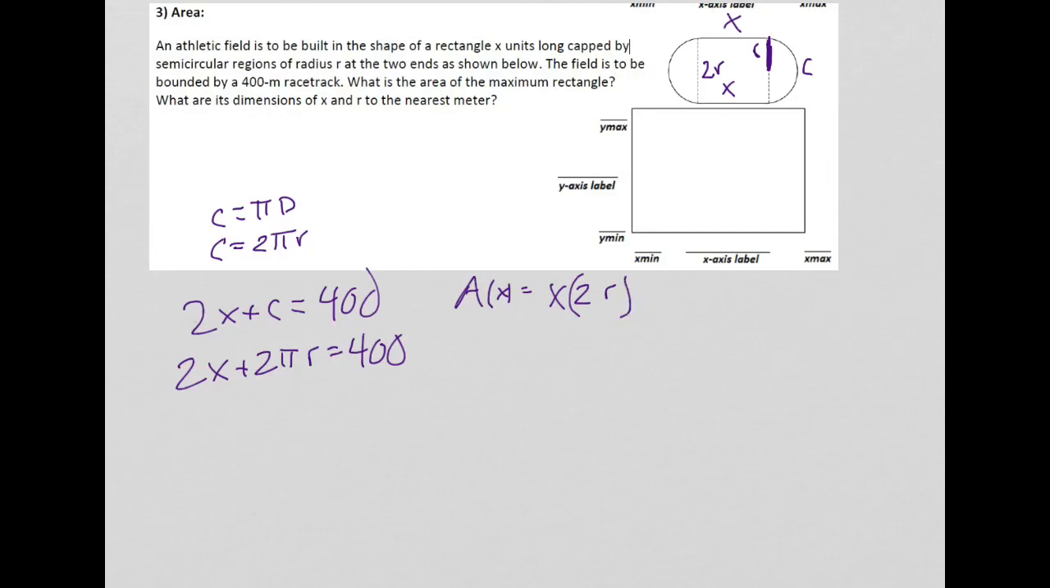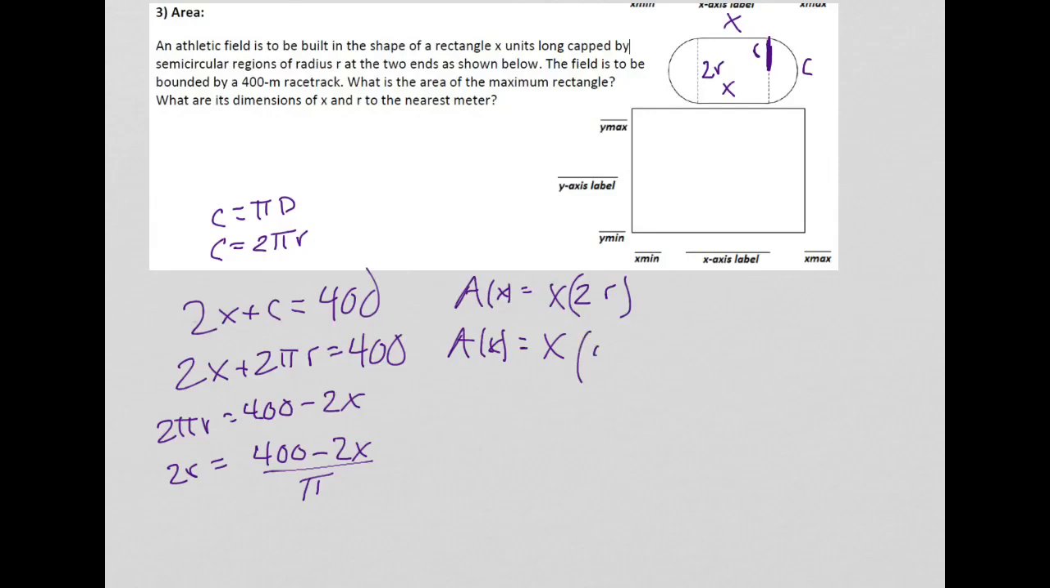So now let's go ahead and solve this. We can actually solve for 2r. So 2 pi r equals 400 minus 2x, and then we can divide by pi on both sides to get 2r equals (400 minus 2x) over pi. And I can substitute that in for 2r in my area equation. So area of x equals x times (400 minus 2x), and I'm going to write that pi right there.